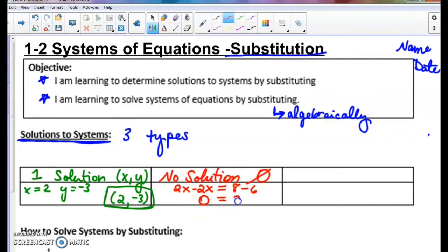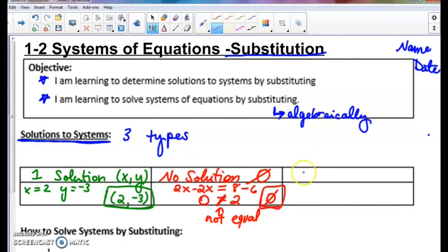8 minus 6 is 2. And you have to ask yourself, is that true? Does 0 equal 2? No, it doesn't, because 0 has to equal 0. So since that statement is not true, and it is not equal, it is a no solution. So you put a circle with a line through it, box it in, that's your final answer.